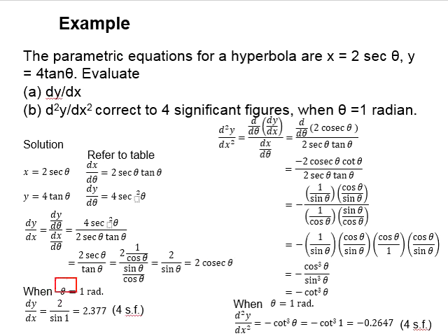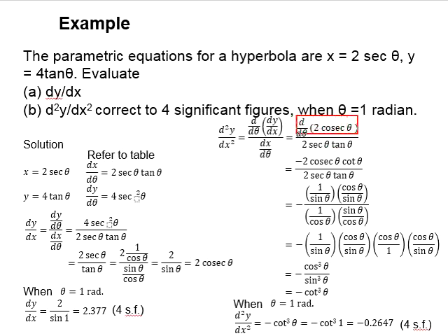So when theta equals 1 radian, you substitute the value into the equation. Then you will obtain 2.377 in 4 significant figures. Next, you need to differentiate to the second level. As the relationship is in the form of divisions, this is the equation. You will need to differentiate dy dx and divide by dx d theta.